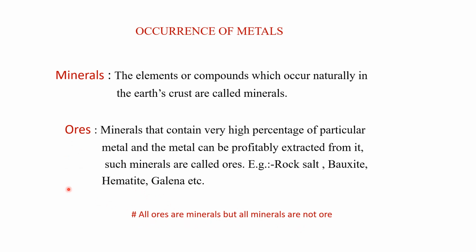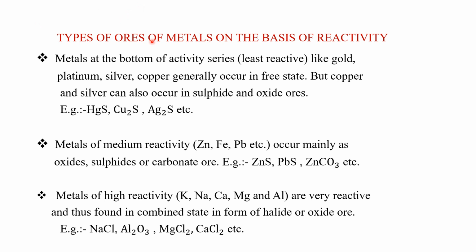Okay, so besides these ores there are many other minerals of a particular metal, but in most cases you will find that only one ore of a metal is used for its extraction, because that is the best method of cheap extraction. Now the next topic is types of ores of metals on the basis of reactivity. On the basis of reactivity, the ores are divided into three categories.